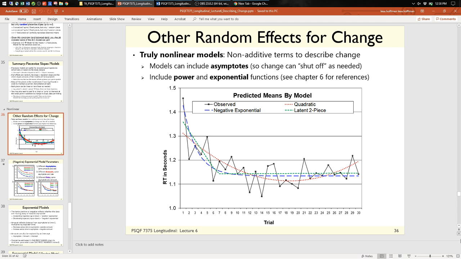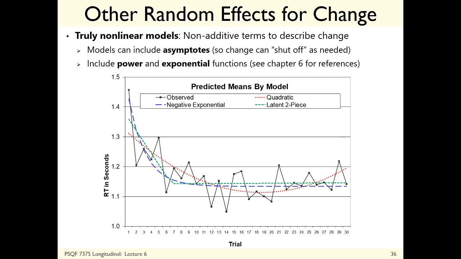So the negative exponential model is one example of what I would call a truly nonlinear model, meaning that it is nonlinear in its parameters, not just nonlinear in the variables. Do you know this distinction? Nonlinear in the variables means that you can have things like slope times time plus slope times time squared. The variables are nonlinear, but it's linear in its parameters because it's slope times variable plus slope times variable. This is different.